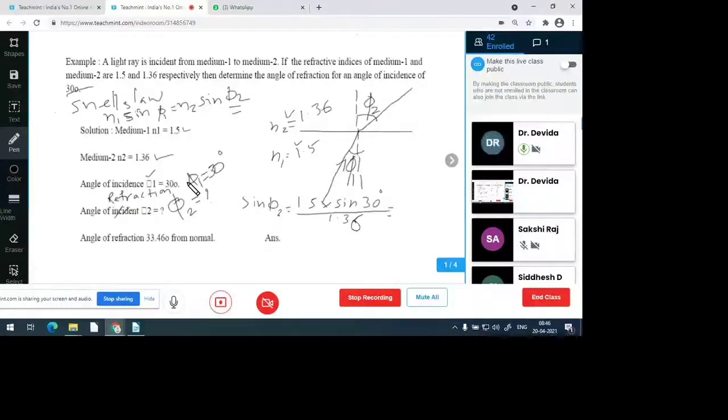Then you will get your answer. Take the sine inverse of that and you will find the answer. So how much is it? Is it 0.5547? I have checked this. Sine inverse of this, isn't it? 0.5547.